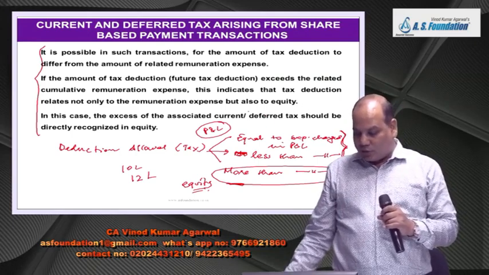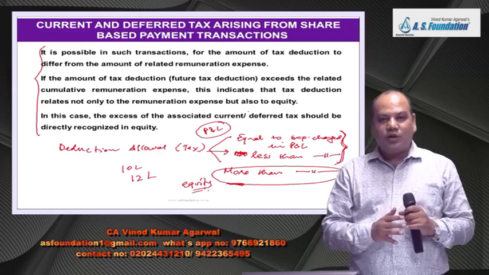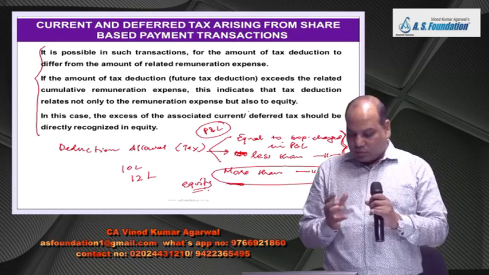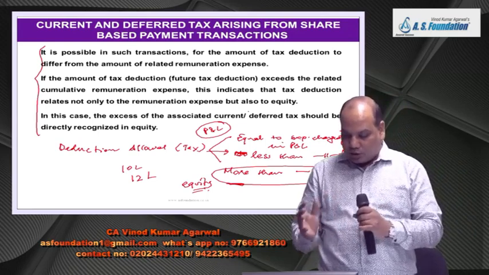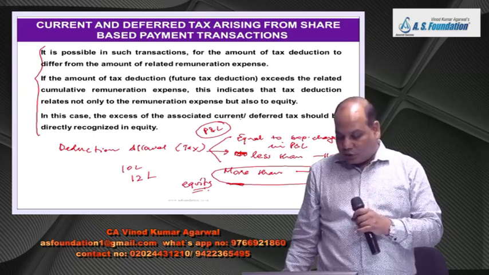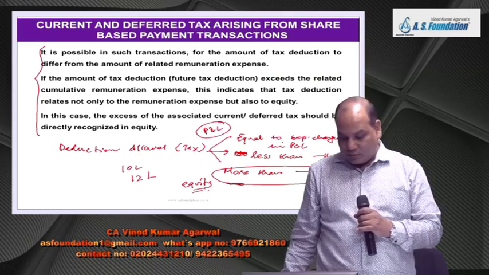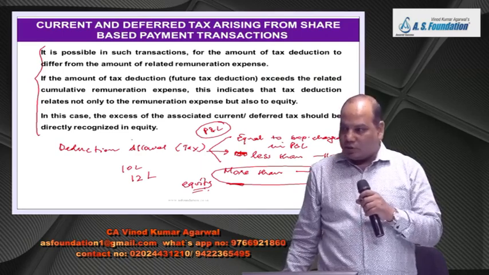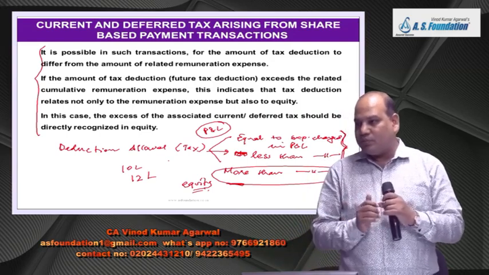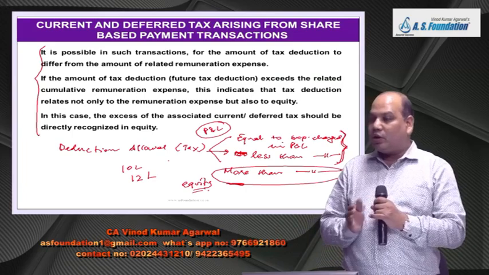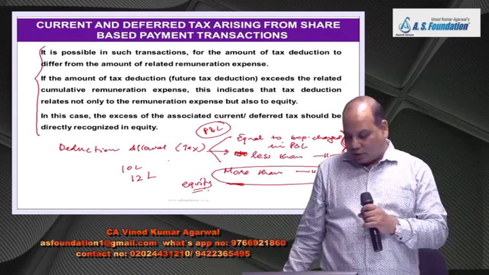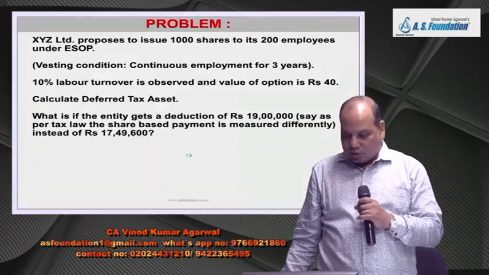So you can understand, when we discussed in the beginning, where will you charge DTA or DTL? Since some portion relates to equity, that portion of DTA will also be recognized in equity. So in this case, the excess of associated current tax or deferred tax should be directly recognized in equity. What we will do is, up to the remuneration charge in books, we will recognize in P&L account. If the deduction allowed is more than that, that excess will be recognized in equity.